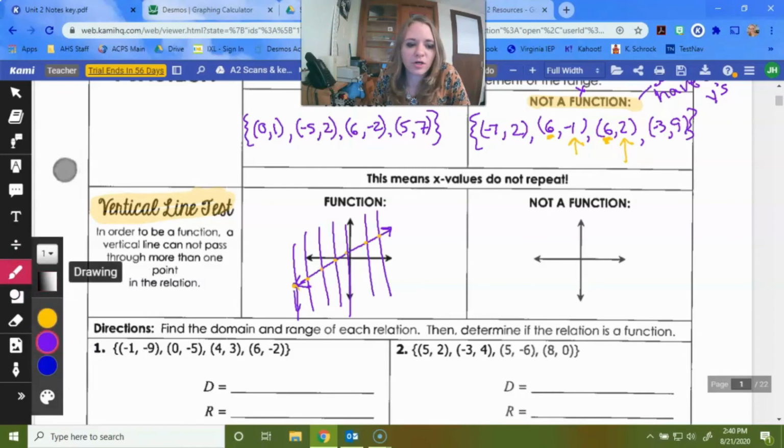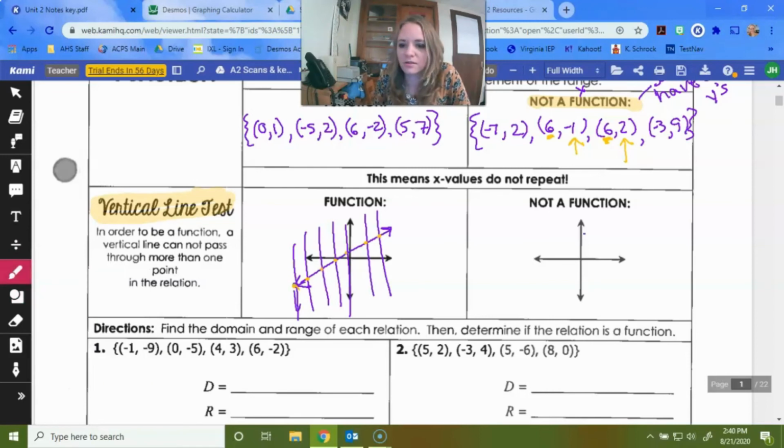I'm going to draw a circle. And my vertical line test will look something like this. Again, this is imaginary. You don't have to draw this. You don't have to draw the vertical lines if you don't want to. But now this is not a function.